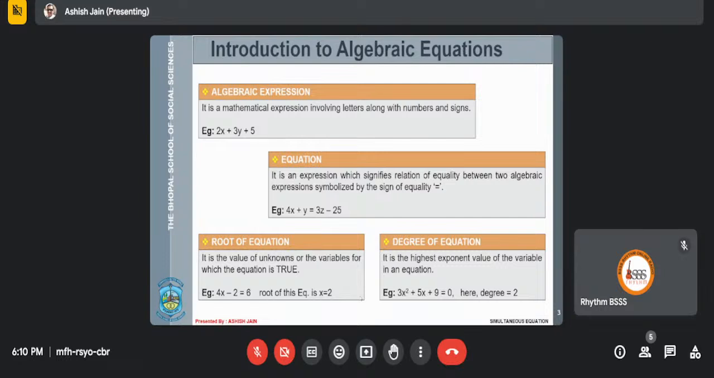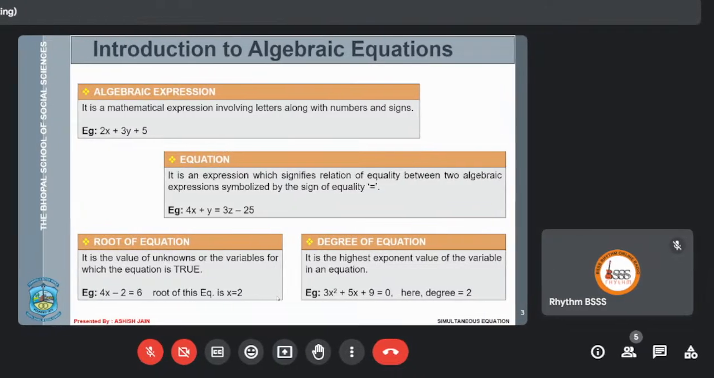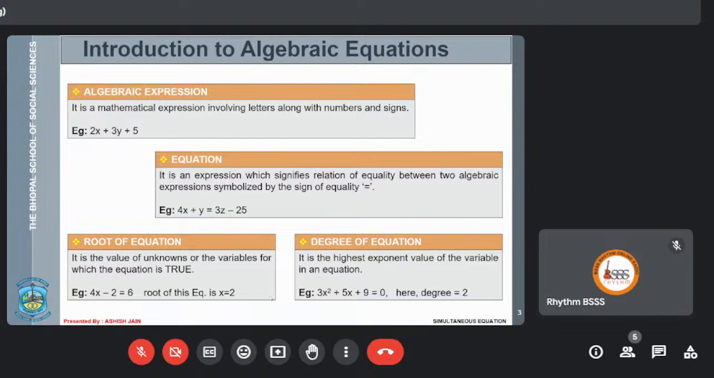Similarly, we have another term called degree of the equation. It is the highest exponent of a variable in an equation. For example, I have an equation 3x square plus 5x plus 9 equal to 0. So I say that the degree of my equation is 2 because the highest power of the unknown variable x here is 2. Okay.